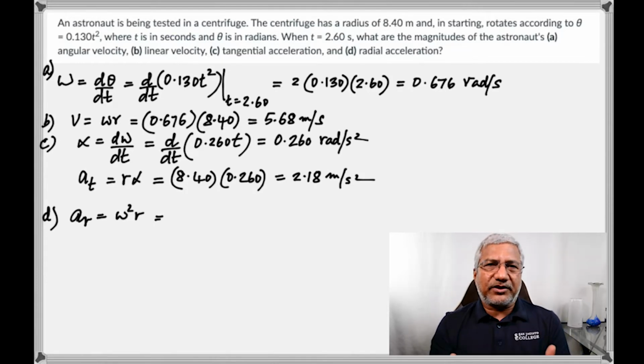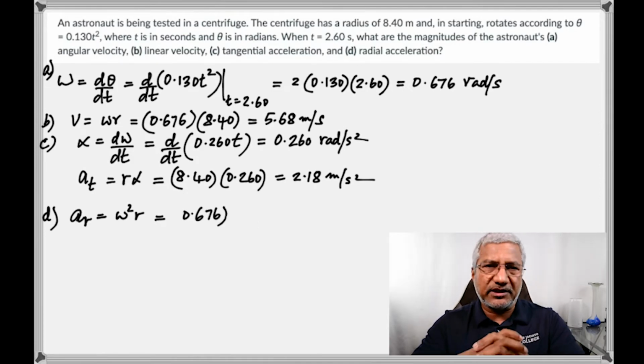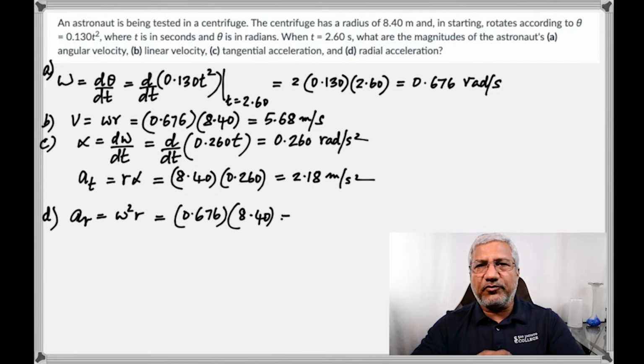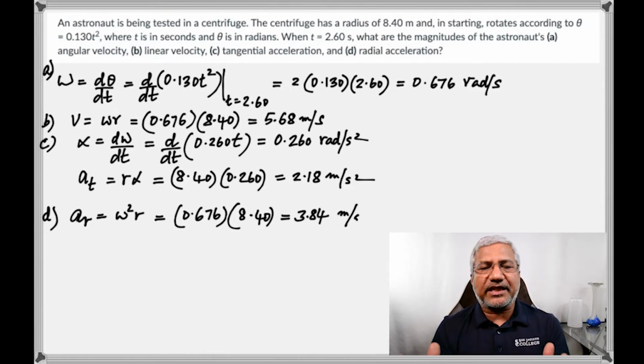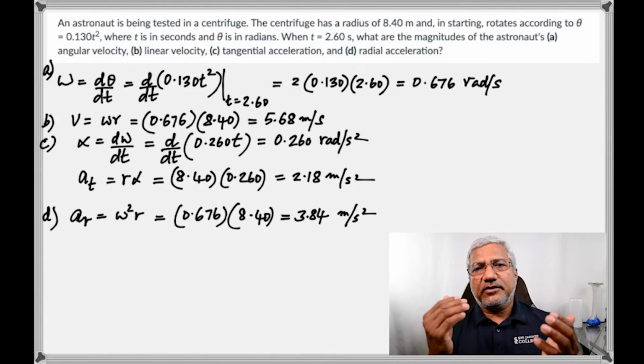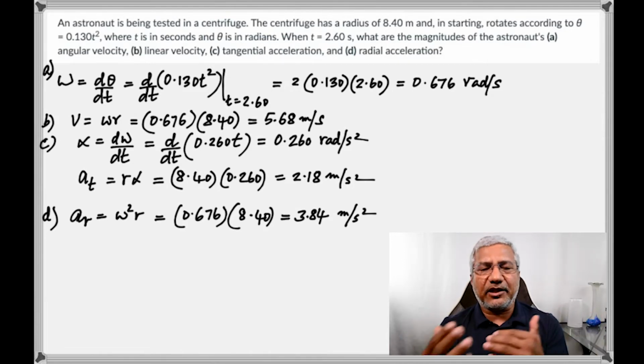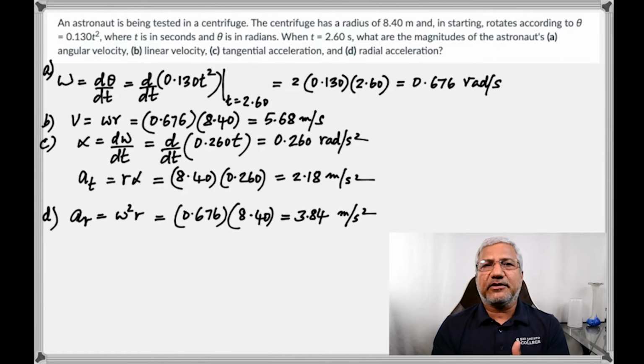Now radial acceleration is also called what? Centripetal acceleration, and it's r omega squared, or omega squared times r. And when we use that, you get 0.676 squared times 8.40, which gives 3.84 meters per second squared. So that's how we work out this question. This question simply shows the connection between linear and angular quantities that we looked at during the review. So shall we move on to number 2?